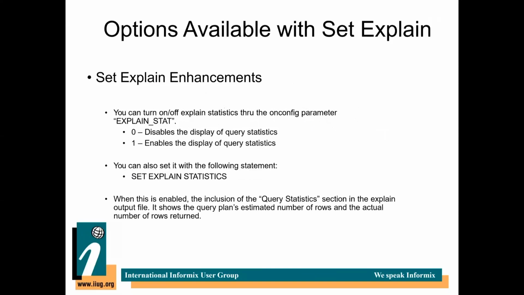So some of the set explain enhancements: you can turn explain statistics off and on through the onconfig parameter EXPLAIN_STAT. So 0 disables it and 1 enables it. You could also set it with the following statement, SET EXPLAIN STATISTICS. When it is enabled, the query statistics section is included in the explain plan output file. It shows the query plan's estimated number of rows and the actual number of rows returned. So it gives you a lot more information.